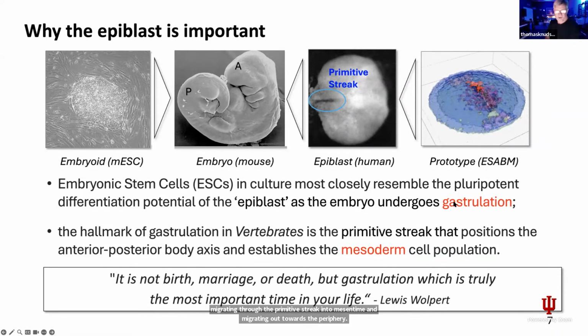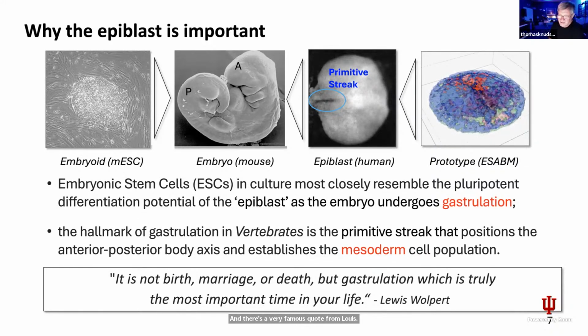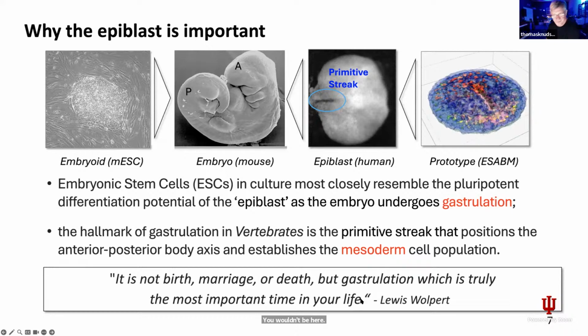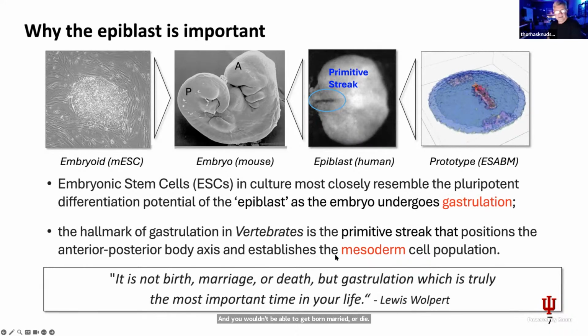And there's a very famous quote from Lewis Wolpert. He says, "It's not birth, marriage, or death, but gastrulation, which is truly the most important time in your life." So without gastrulating, you wouldn't be here, and you wouldn't be able to get born, married, or die. And so it is an important time. It's a period of time that the stem cells in the epiblast are differentiating and receiving information on what they should be doing in the next stages of development. And that's what we're trying to model here.